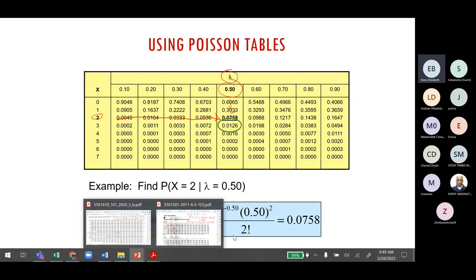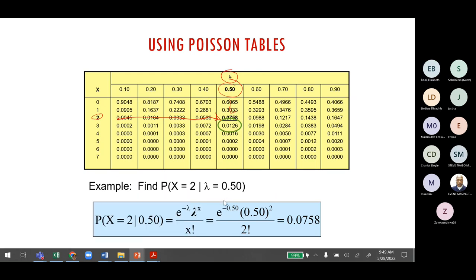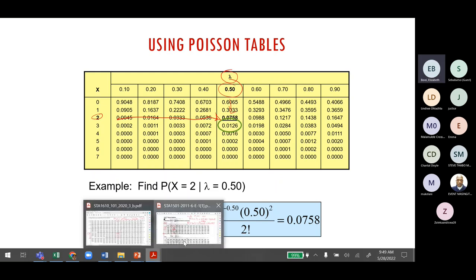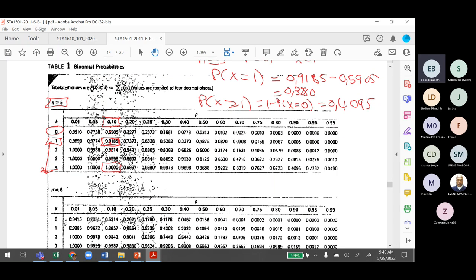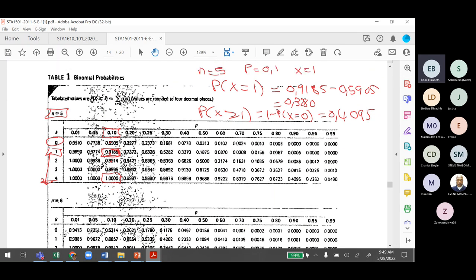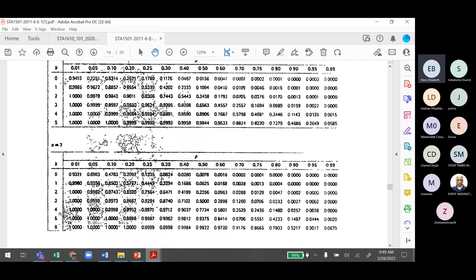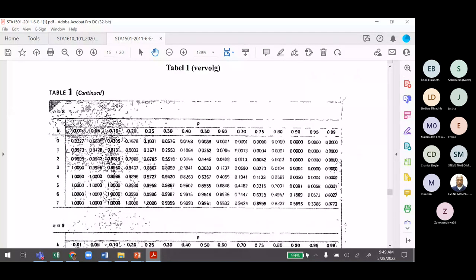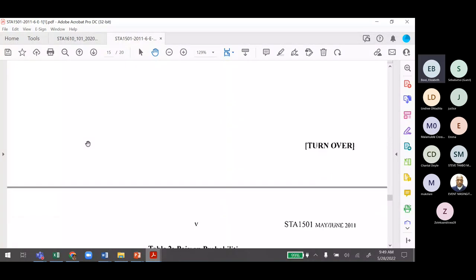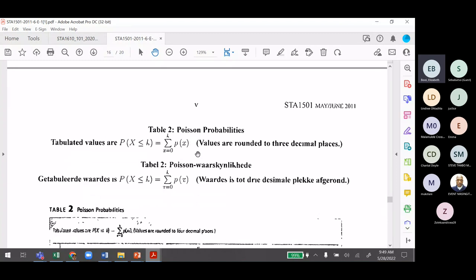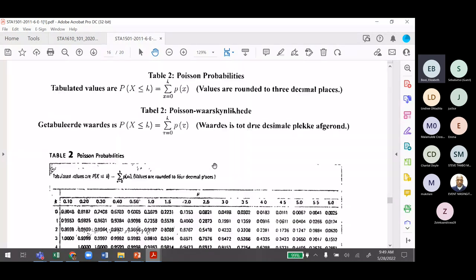Let's look at the tables. We're going to do the same on the table. So let me write these values down. X is 2 and our average is 0.5. Go into our tables. This is 1501. You need to look for the Poisson table. So it should say Poisson probabilities, and there it is.